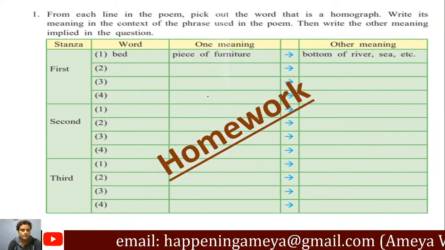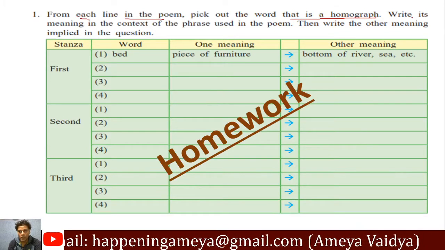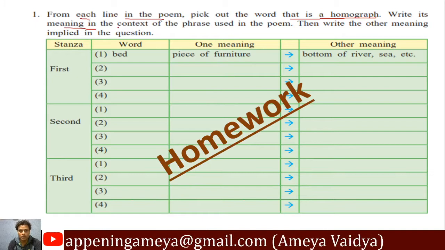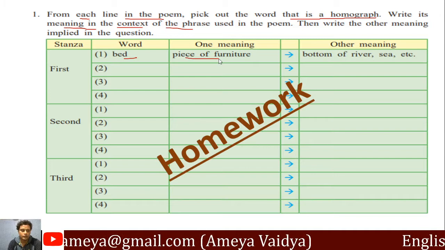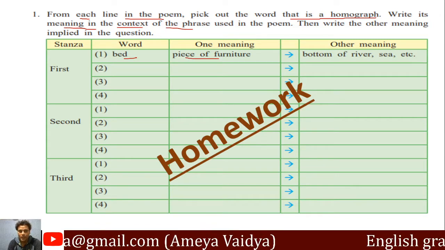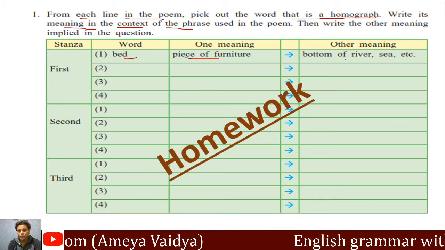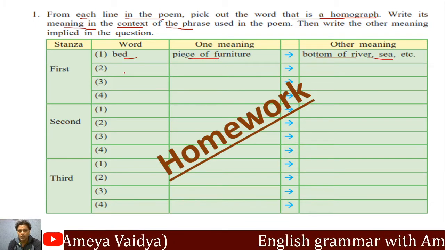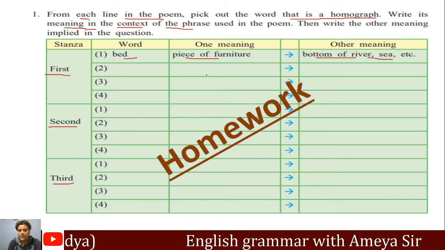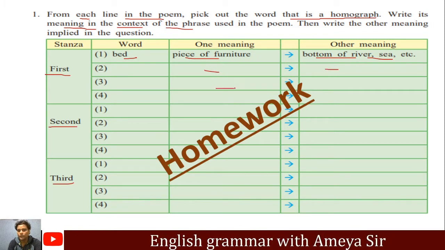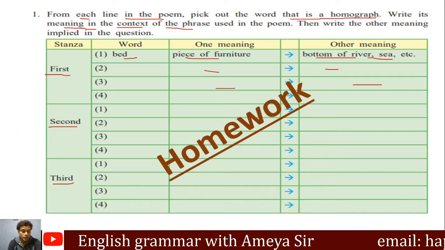Well, this is your homework. From each line in the poem that we studied, pick out the word that is a homograph and write its meaning in the context of the phrase. Guys, for the first one, you remember, bed is a piece of furniture. We definitely had those images. I shared images every time, is it not? So that will help you here. One meaning of bed is a piece of furniture, the other is the bottom of the river or the sea. Similarly, you've got to talk about the first stanza, second stanza, third stanza, and share a couple of meanings of that word. So go ahead and do that. That should be your homework.